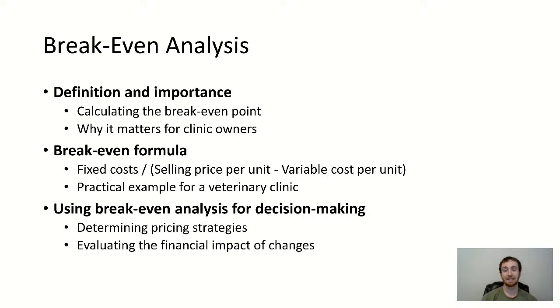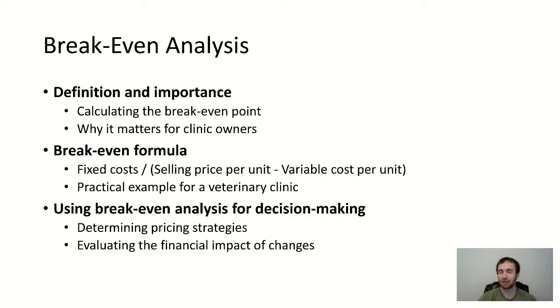The break-even formula is total fixed cost divided by the difference between selling price per unit and variable cost per unit. So a quick example, if your fixed costs are $10,000, the selling price per unit is 100, and the variable costs are 60 per unit, your break-even point is about 250 units. This analysis is actually one of the most crucial ones you can do for decision making. It helps in determining pricing strategies to understand how price changes will affect your profitability. Additionally, it evaluates the financial impact of adding new services or increasing operational costs.